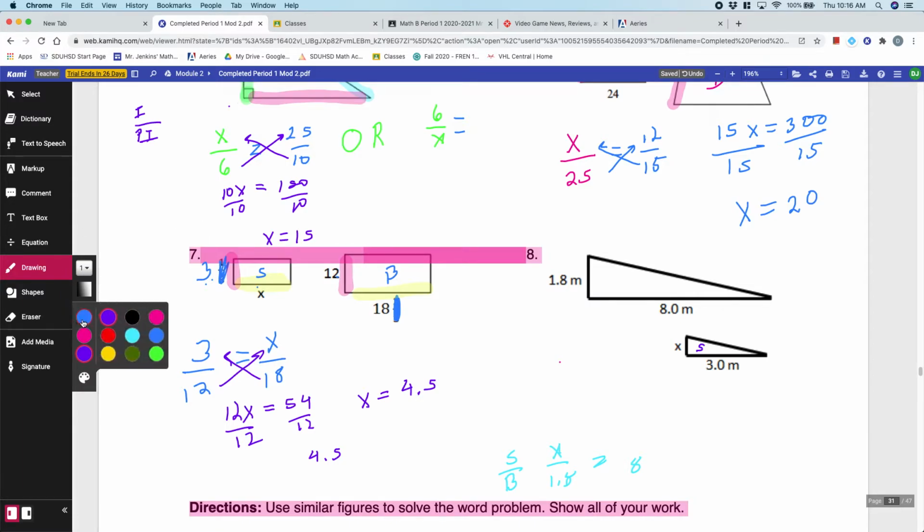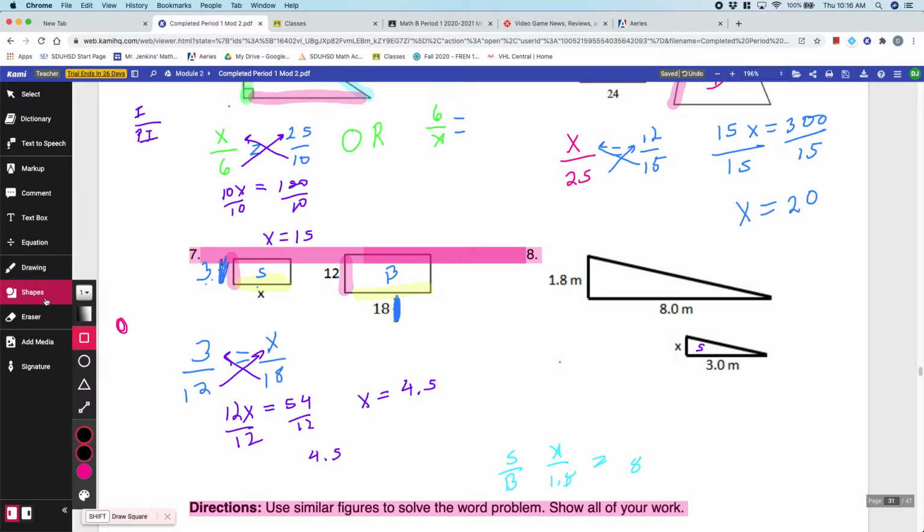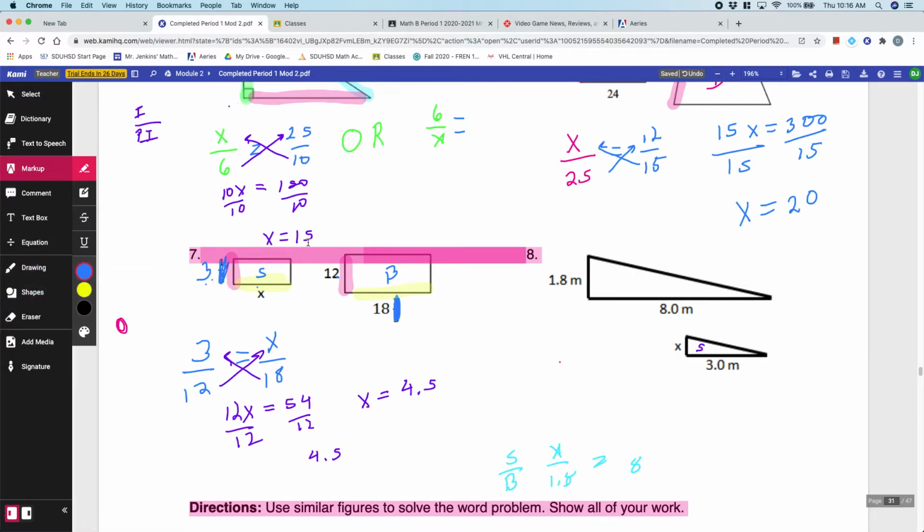Next, let's go ahead and look at this part right here. I have 1.8 and 8, and I got x and 3. So when I go ahead and solve this, let's go ahead like I always do. I like matching up my colored sides. So we'll have 1.8 is going to match up with x. And then I'm going to have 8 match up with 3.